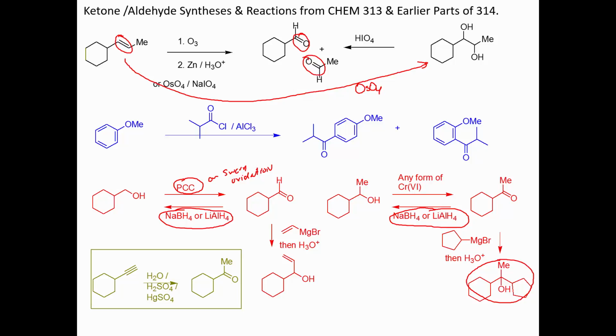Okay, and then we have this last reaction here, which I kind of refer to as the most forgettable reaction, perhaps, in the first half of the class. We can add water to a terminal alkyne, and this goes with very solid Markovnikov regiochemistry to produce the methyl ketone.